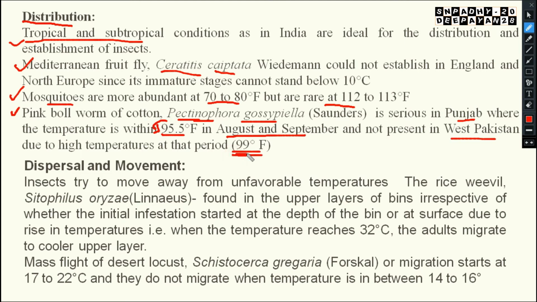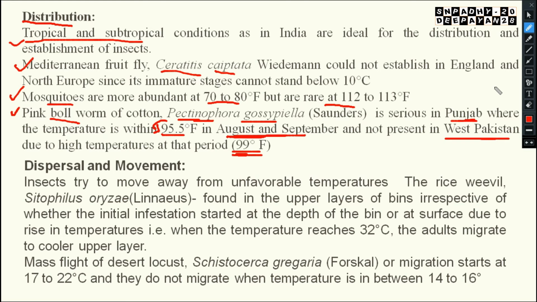That's why, in the same season of August and September, this pink bollworm, the common name, will be available in Punjab, but is not visible in West Pakistan, due to this 4 degree Fahrenheit temperature difference. You see here, the 4 degree Fahrenheit temperature is making the difference. Does that make sense, yes or no? This 4 degree Fahrenheit affects the distribution of pink bollworm. The scientific name is Pectinophora gossypiella.